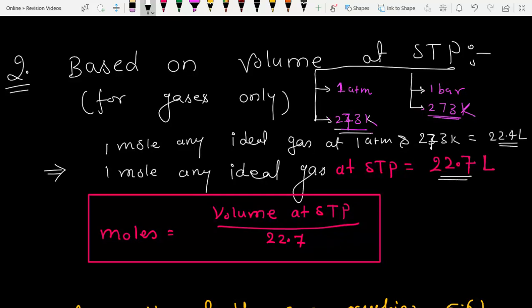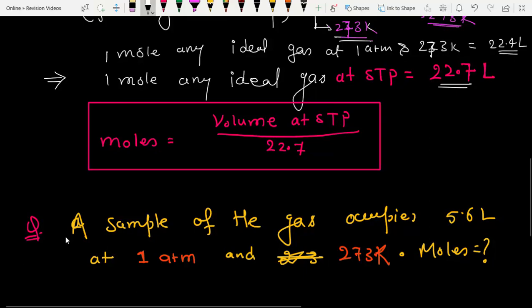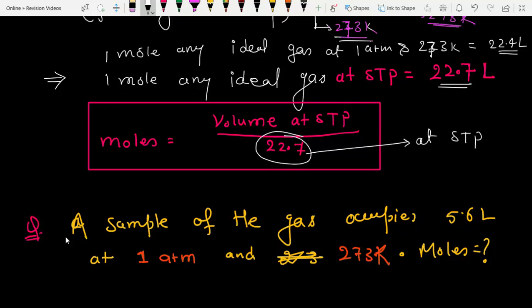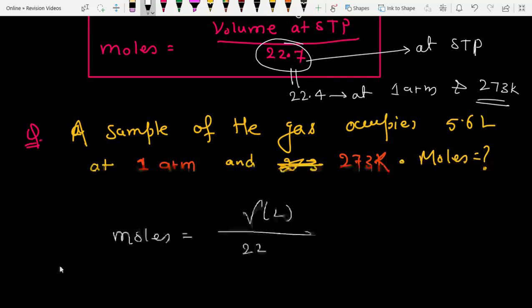So instead of 22.7, in that case you will divide by 22.4, not by 22.7. You'll have to remember that 22.7 is at STP, right? This will be equal to 22.4 at 1 atm and 273 Kelvin. So always remember that also. For this question, it is given to be 1 atm and 273 Kelvin temperature. So the formula for moles will be equal to volume of gas in liters divided by 22.4.